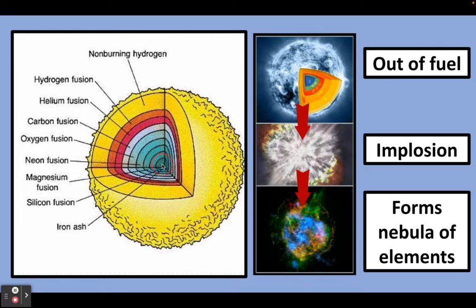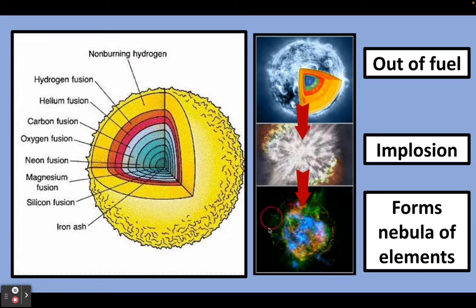And that makes sense because you have stronger gravity. So the stronger gravity is pulling these heavier elements together to create even heavier elements. And so you get supernovas. So out of the fuel, you get your elements, and then an implosion occurs, and you get a supernova, and you form nebulas of elements.